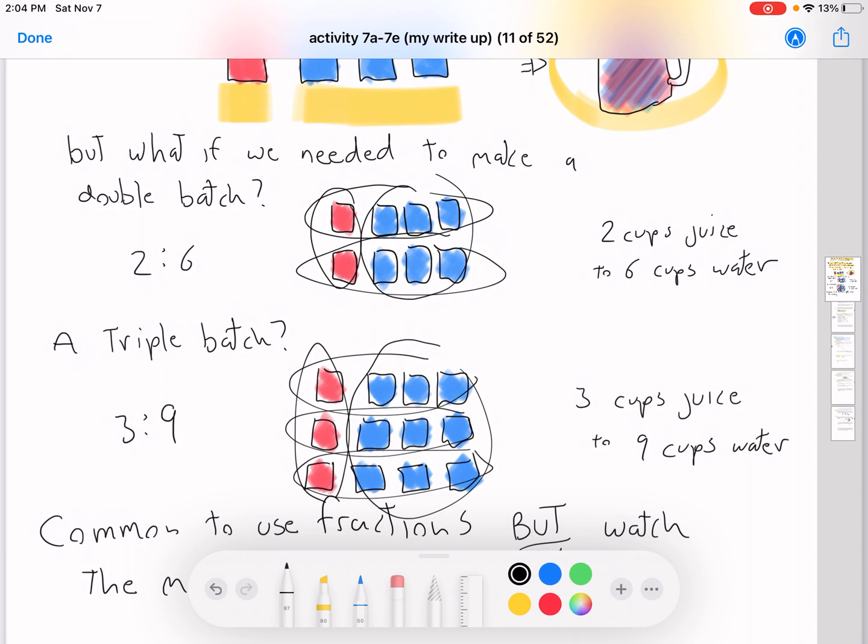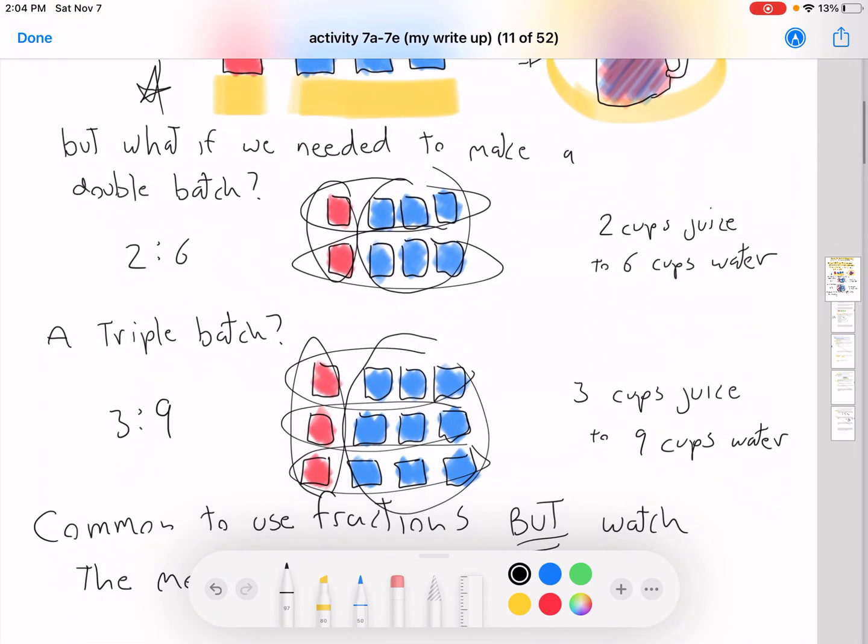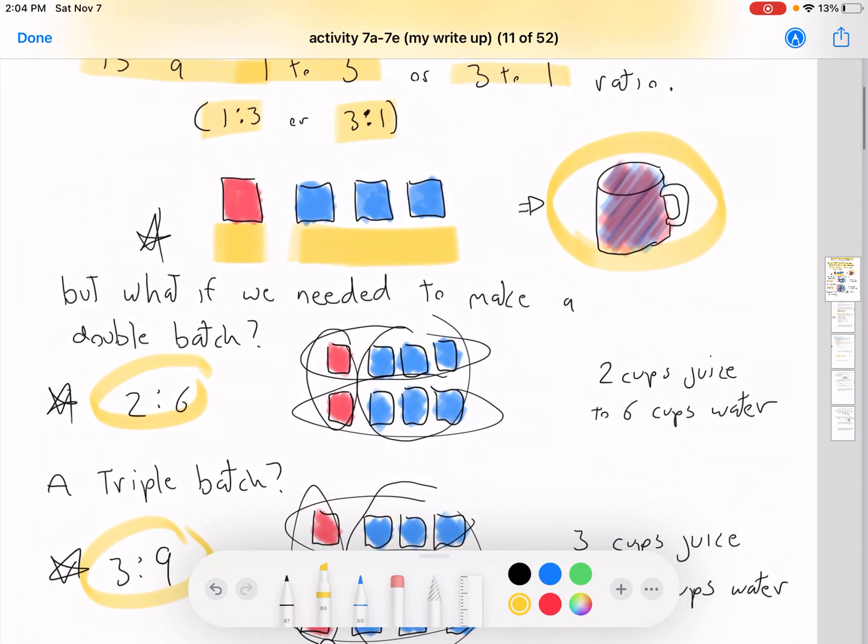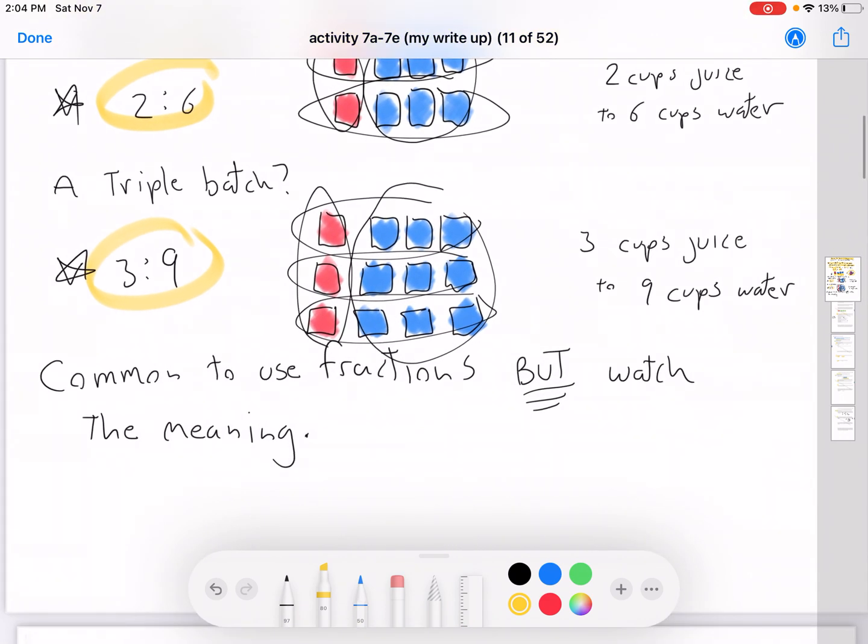But whether I am drinking the juice here, or here, all of the juices should taste the same because all of these are actually the same ratio. The proportion of juice to water is the same, even if I am making more or less of it. So, because of this, it is very common to use fractions when doing ratio and proportion. 1/3 is equal to 2/6 is equal to 3/9. These are all equivalent fractions, and these are all equivalent ratios.